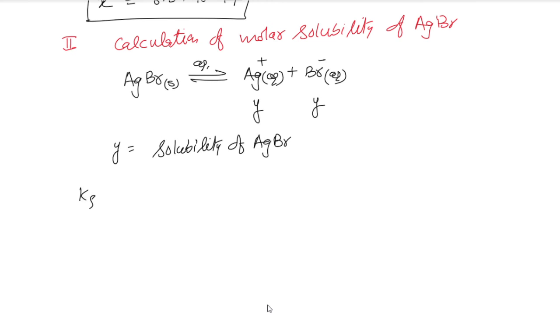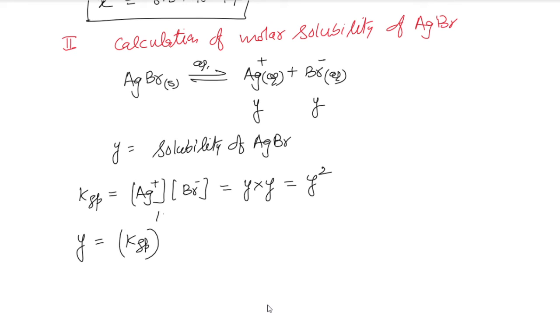So Ksp is equal to Ag plus ion concentration raised to power 1, Br negative ion raised to power 1. That is Y into Y, that is Y square. So Y is equal to Ksp raised to power 1 by 2. And what is Ksp of AgBr? It is 5.0 into 10 raised to power minus 13, raised to power 1 by 2.